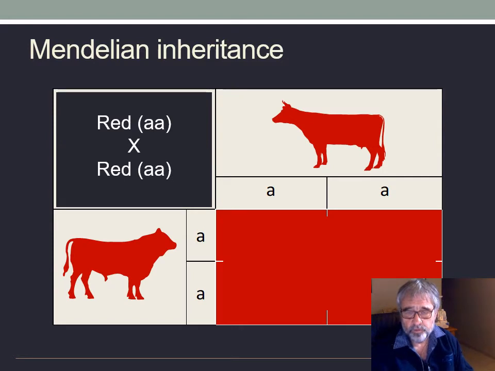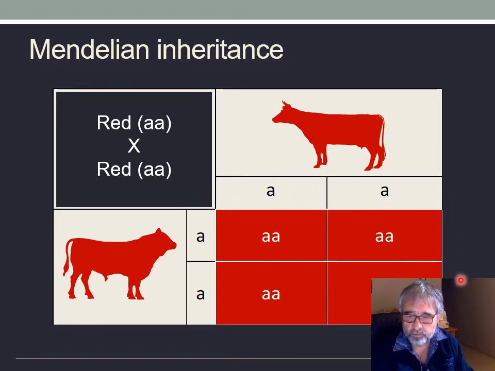What if we mate a red bull to a red cow? A red bull can only be red if it has what we call the recessive pair of the gene, and that would be red, and a red cow. So in all cases, all progeny will be red coated.